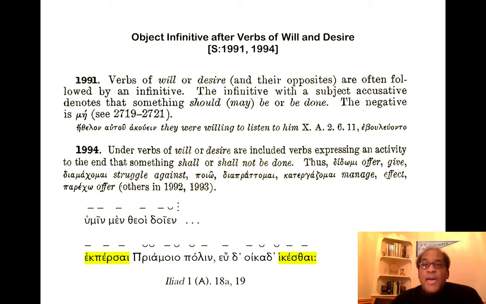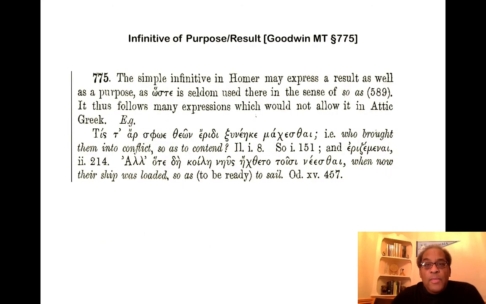So here we have that example of infinitives after a verb of will and desire: may the gods give to you, to win the lottery and to live long, etc., etc. Pretty much English can do the same thing. Okay, and the infinitive of purpose and result. Here we go to Goodwin.